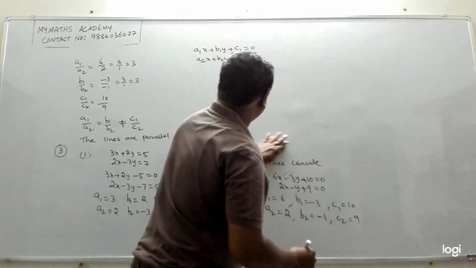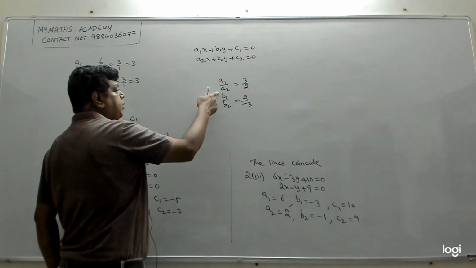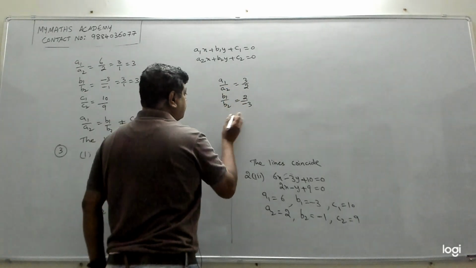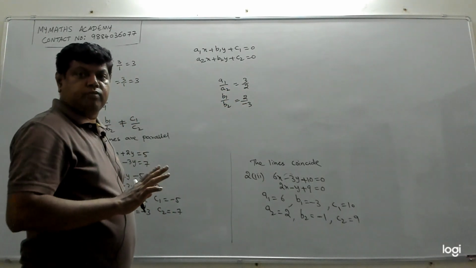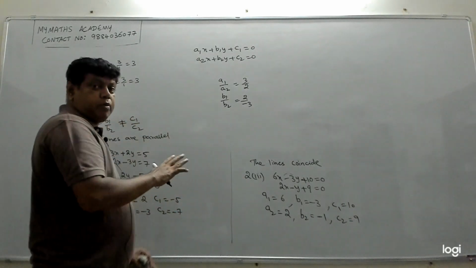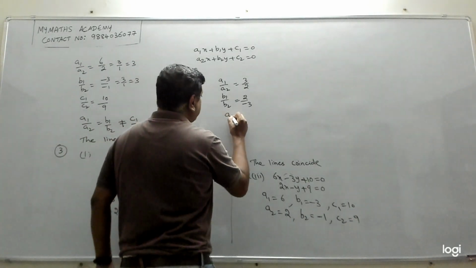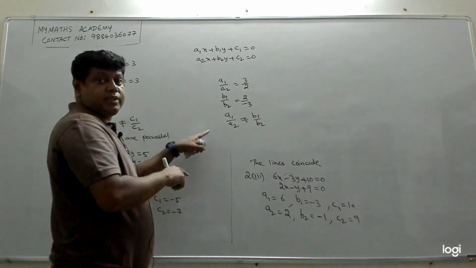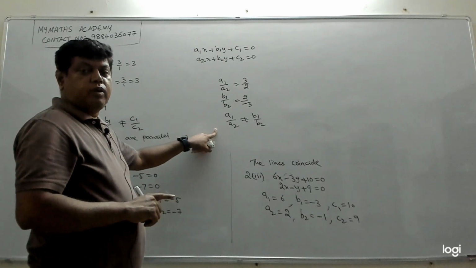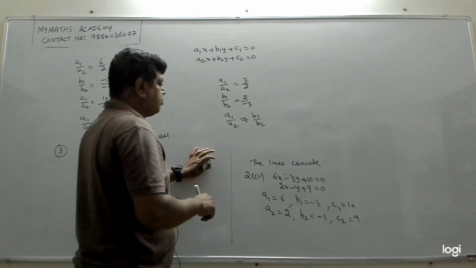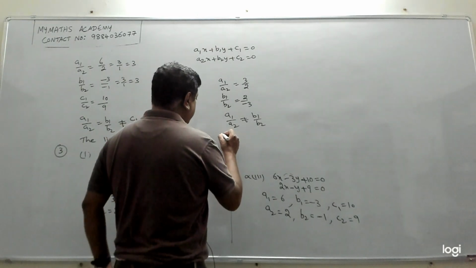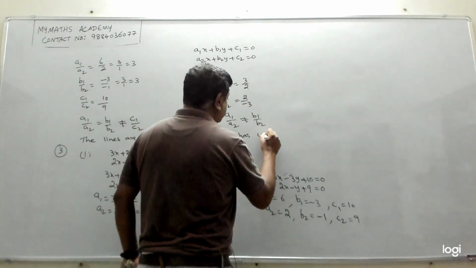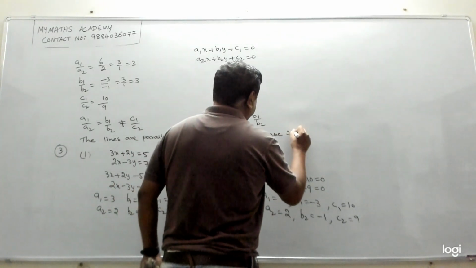Now what do we see? A1 by A2 is 3 by 2. B1 by B2 is 2 by minus 3. They are not equal. So we need not go and find C1 by C2. The moment A1 by A2 is not equal to B1 by B2, we will stop, and we will say it has a unique solution. Unique solution means consistent.